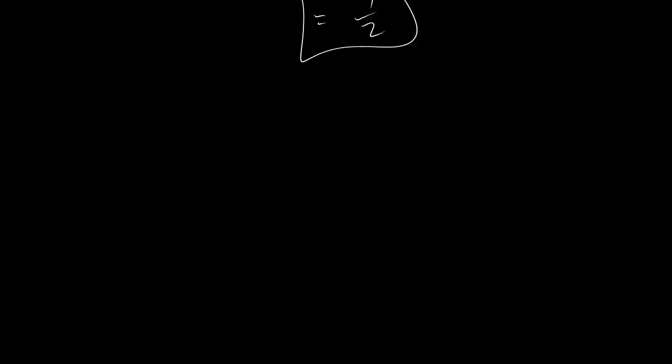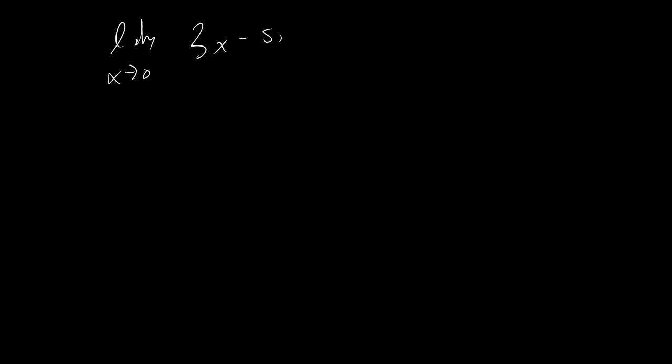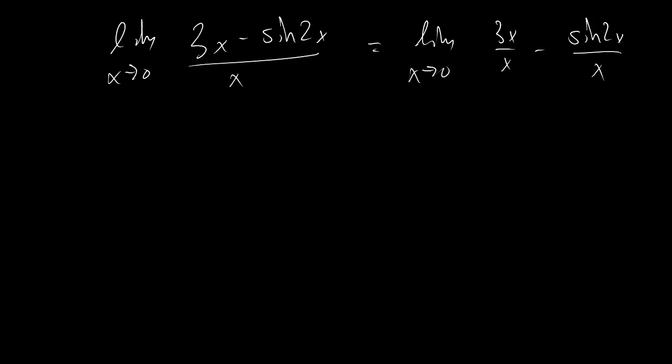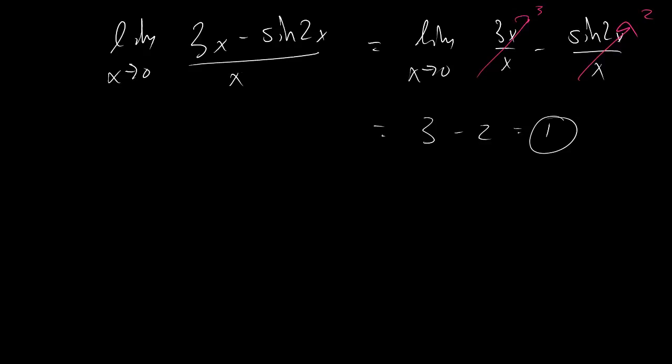So let's do c. There's a trick to c. This is the limit as x approaches 0 of (3x minus sine 2x) all over x. And I split this up: the limit as x approaches 0 of 3x over x minus sine 2x over x. And I know this goes to 3 and this goes to 2. So I'm left with 3 minus 2, which equals 1. Pretty straightforward stuff.